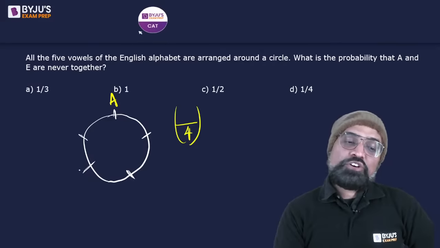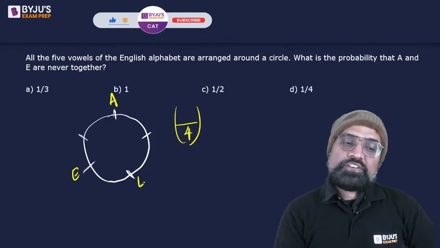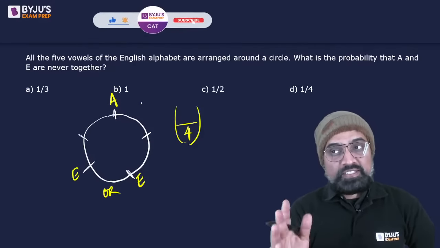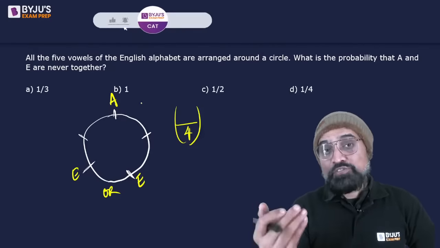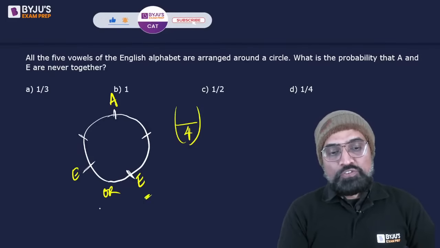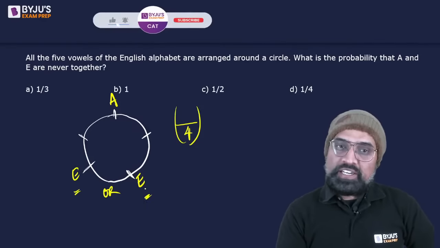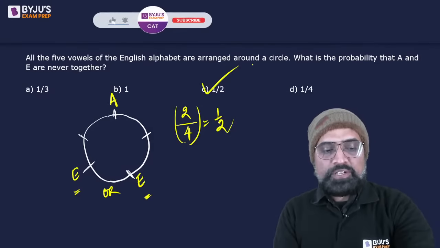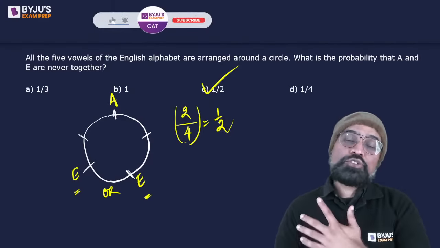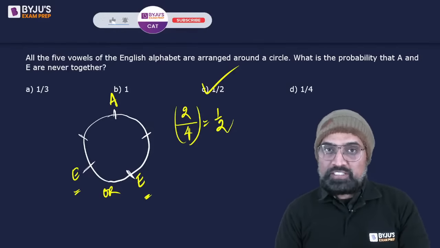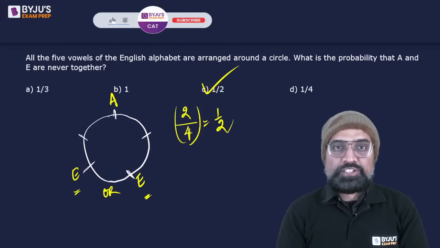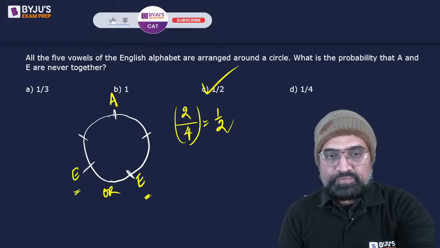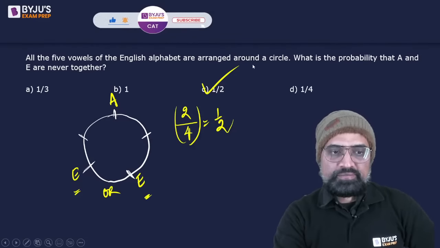So A and E are not going to be together if E is here or if E is here. Because if E is in the remaining 2 places, it sits next to A. So A and E will become together. So only 2 places, right? Where you can put E and they're never together. So 2 by 4, 1 by 2. Or you can go ahead and solve total number of cases. Out of those cases, how many cases satisfy the given condition, right? Good. Yes, it's C.